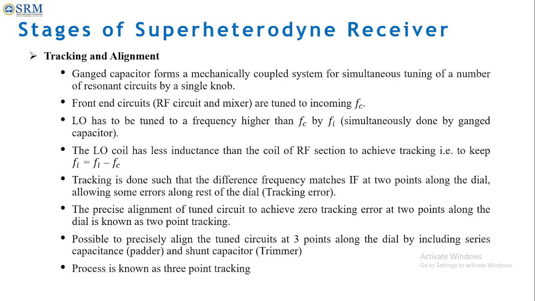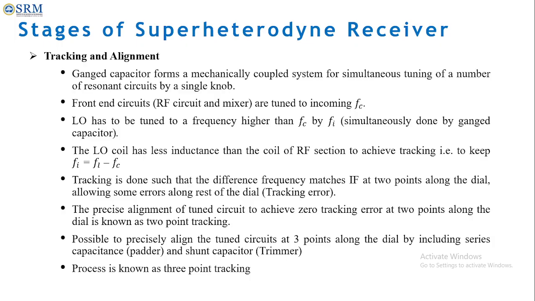Since it has been ganged by a single knob, the front end circuit, that is the RF circuit and mixers, are tuned to the incoming Fc. So the local oscillator has to be tuned to a frequency higher than Fc by Fi. So the local oscillator will be generating a frequency such that the intermediate frequency Fi is equal to FL minus Fc.